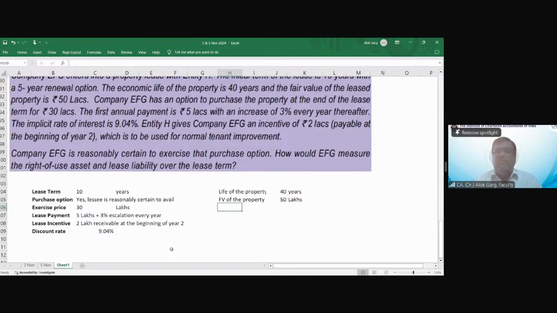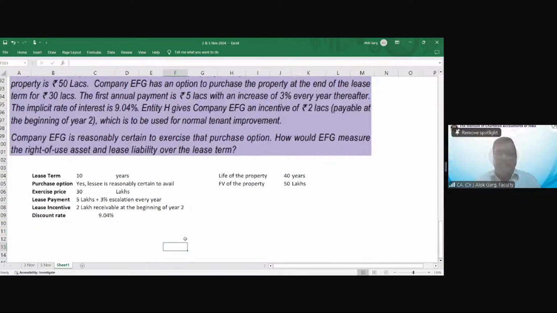No, sir. Okay. How would EFG measure the right of use asset and lease liability over the lease term? What is the demand of the question? We will measure right of use asset. We will measure lease liability. We will also compute the carrying value of the asset and liability over the lease term, right? Good question.